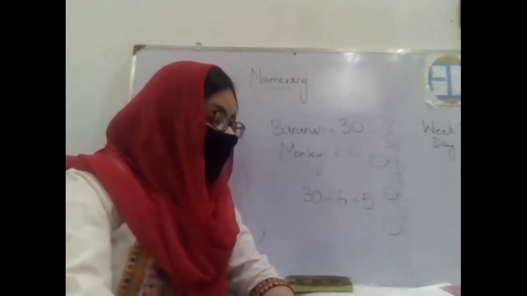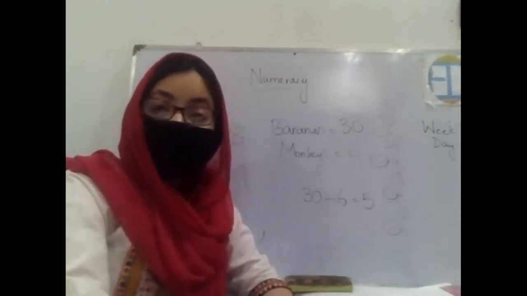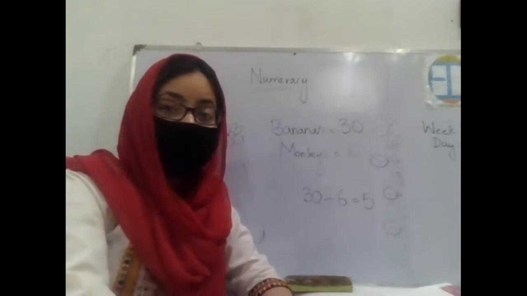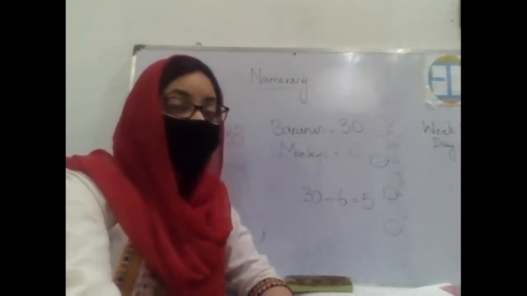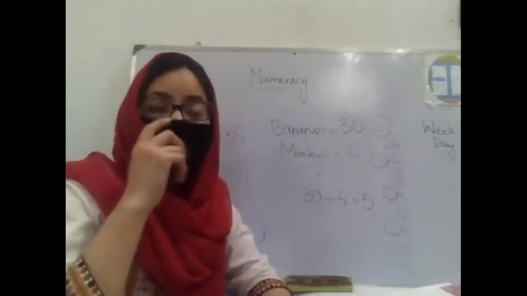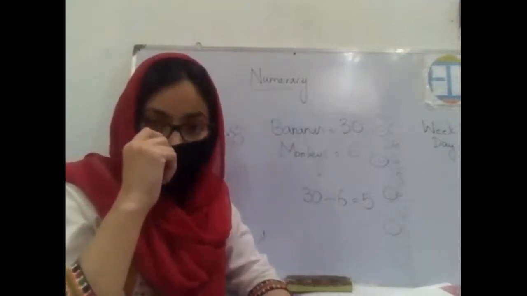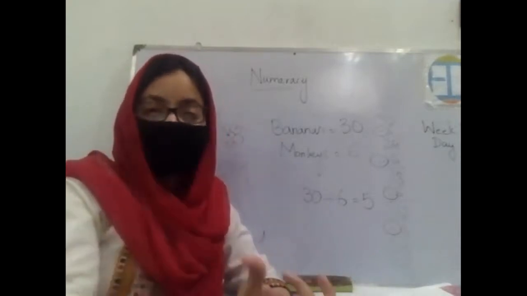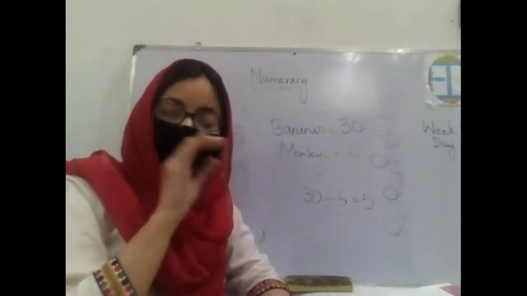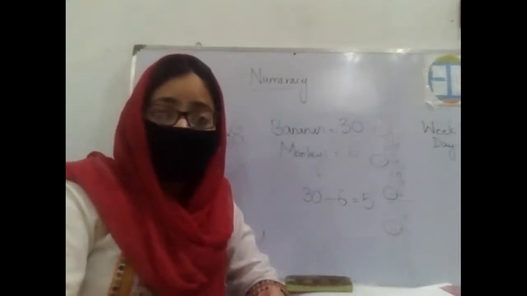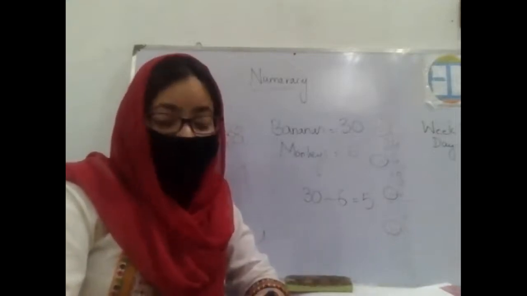There are 15 kites for 5 boys. How many kites? 15 kites. How many boys? 5 boys. So how many kites will each boy have, right? So in order to get the answer, we will subtract 5 from 15. 15 minus 5, 10. Excellent.